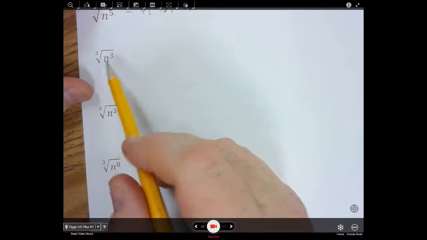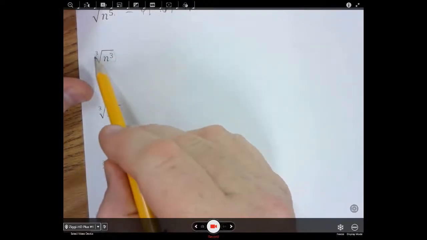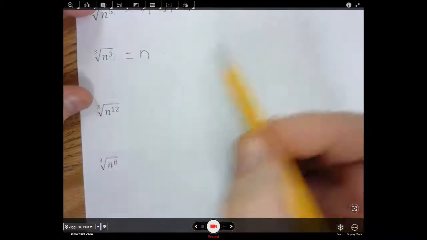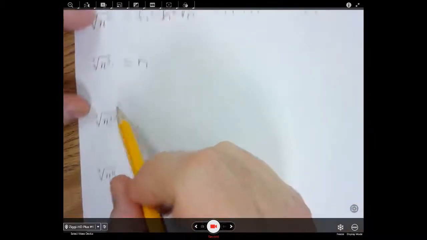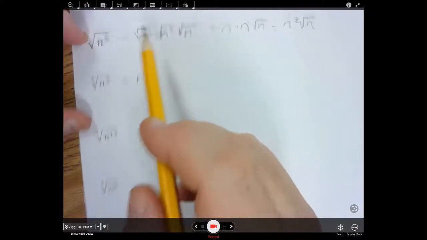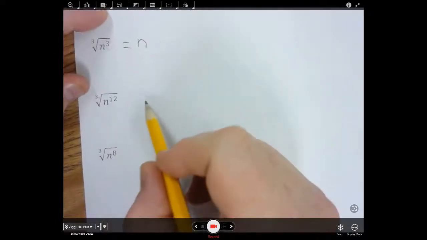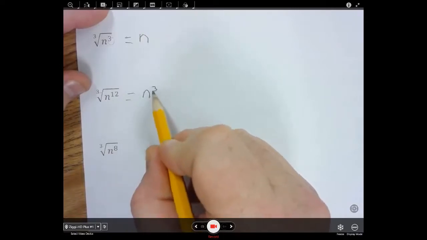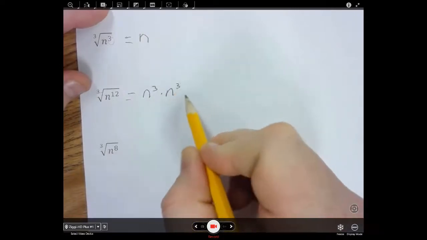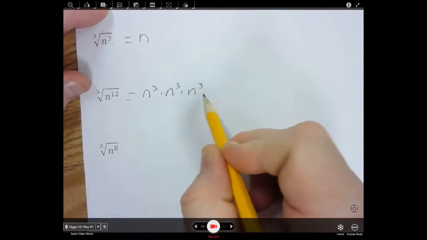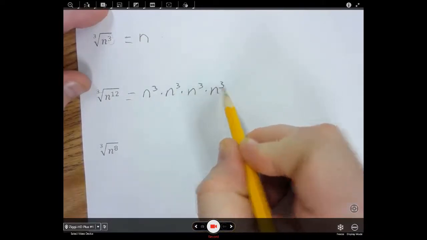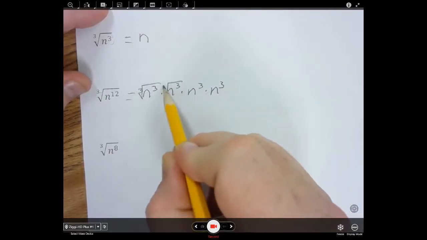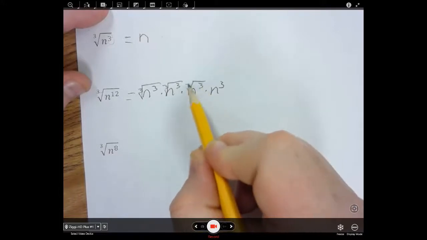Here we're using cube roots, so cube roots undo powers of 3, so the cube root of n to the third is just n. So when we go and do our groupings down here, kind of like what we did up here, instead of doing groups of 2, we're doing groups of 3. So n to the 12th can be rewritten as n to the third times n to the third, that's 6, times n to the third, that's 9, times n to the third, that's 12.